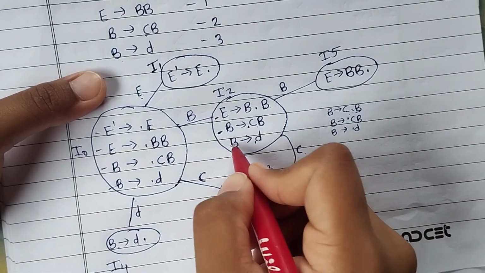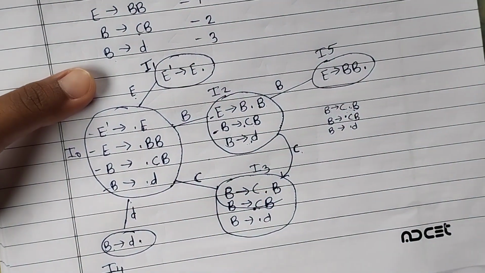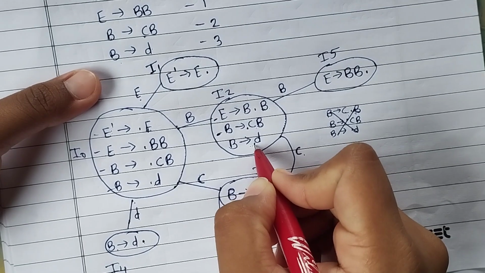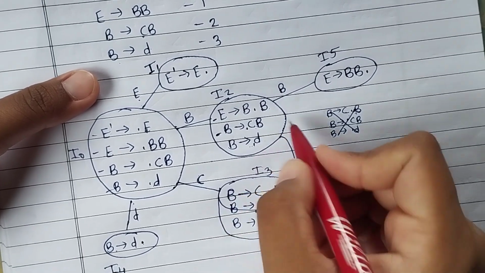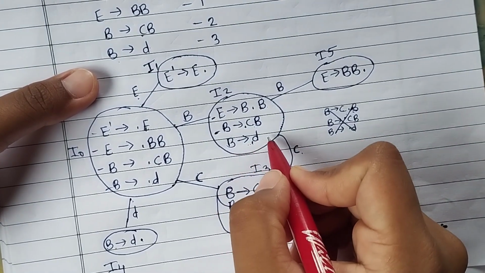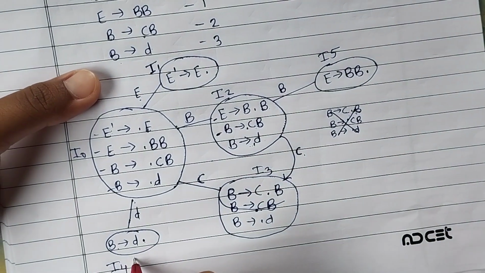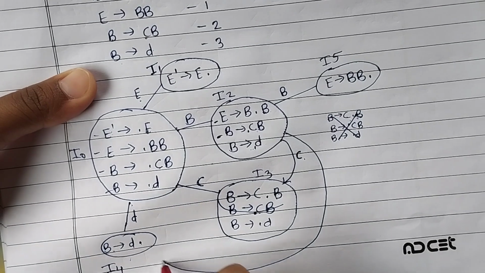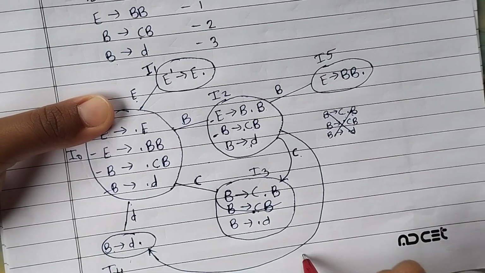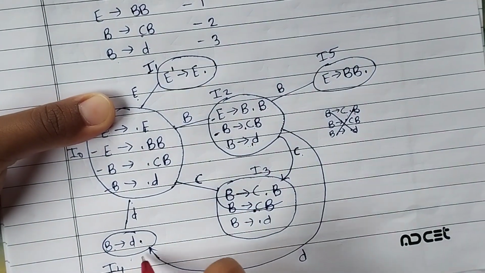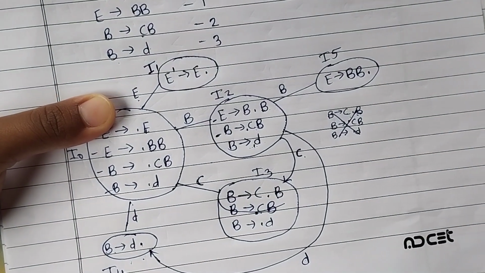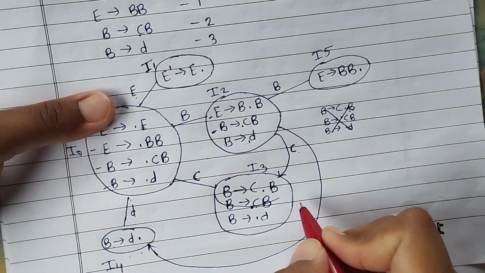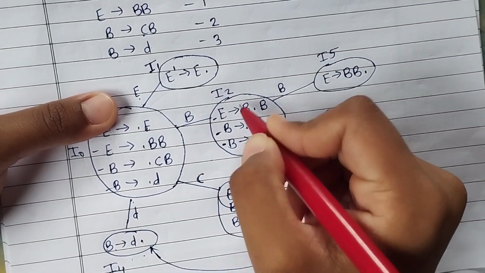Now we come to B → .D. If we want to shift this dot ahead, how does it work? B → D., which is already present here. So instead of writing a double state, we shift this arrow here, and this is with respect to D, the same I4 condition we get. Next, we have completed all the things from I2 also.